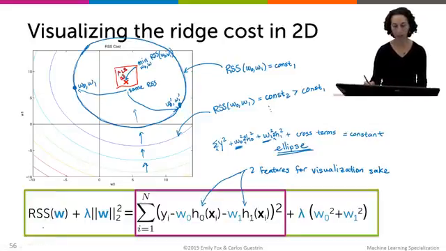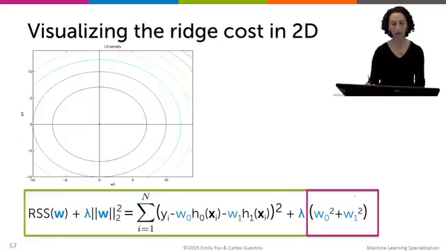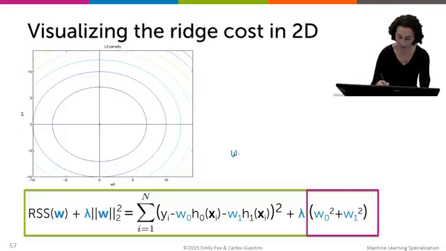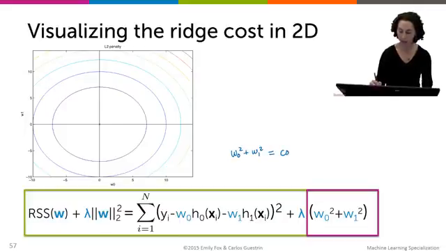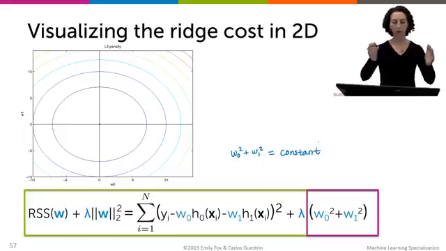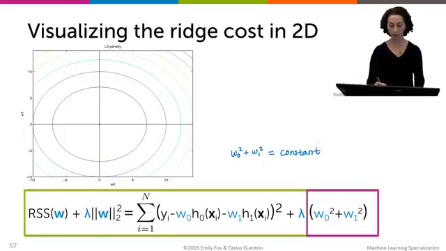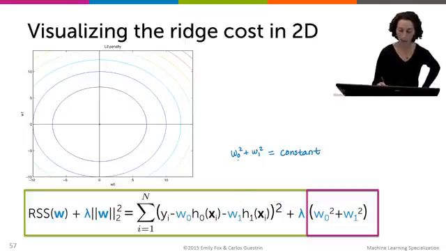But when I'm looking at my ridge objective, there's also this L2 penalty, the sum of W0 squared plus W1 squared. And what does that look like? I have W0 squared plus W1 squared, and when I'm looking at my contour plot, I'm looking at setting this equal to some constant and changing the value of that constant to get these different contours, the different colors that I'm seeing here. What shape is W0 squared plus W1 squared equal to a constant? That is exactly the equation of a circle.